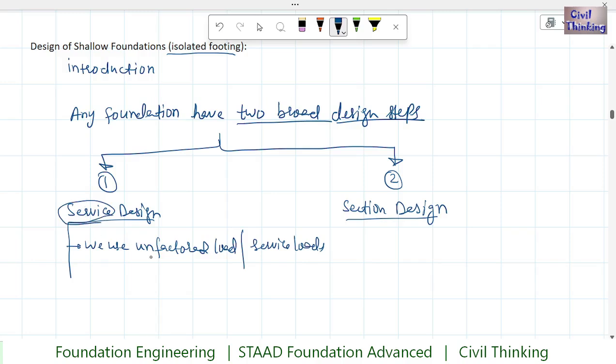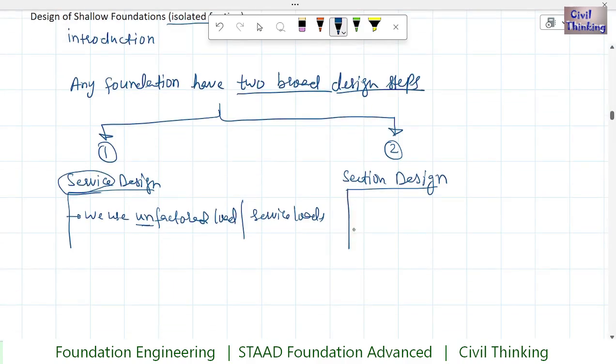What are service loads or unfactored loads? In designing of any kind of structure, we use factored loads. Okay, like we increase the load by some factor, we call that as factor of safety. Okay, but when we are in the service design, we do not increase the load by some factor. Okay, so we use unfactored, but when it comes about section design, we use factored load, or ultimate load. Okay, and this is the reason section design is also called as ultimate design.